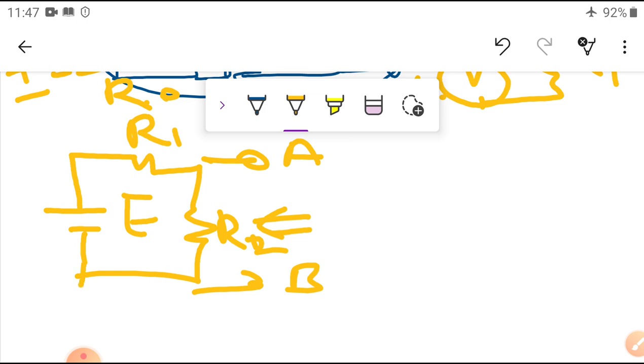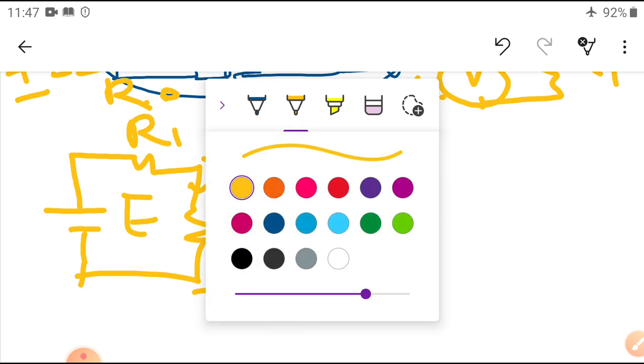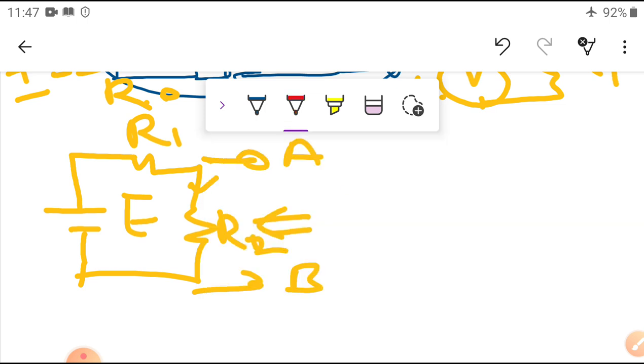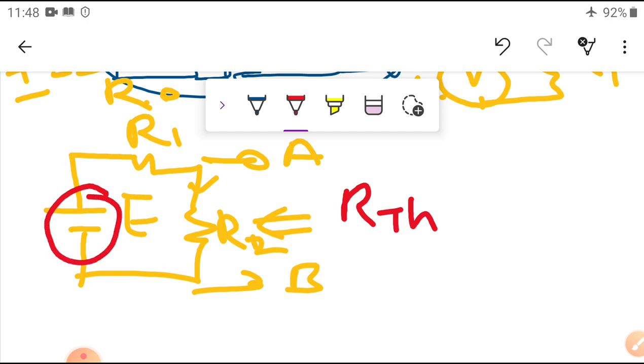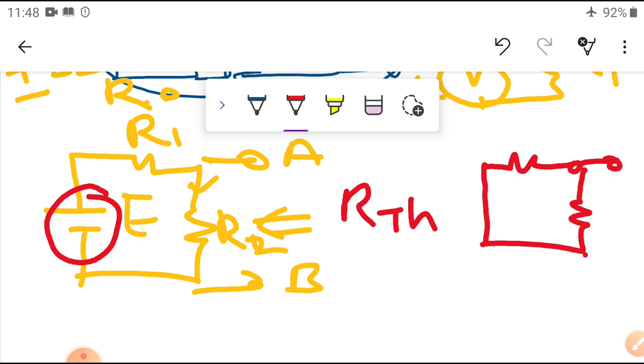Now we calculated the voltage across this one. Now I am going to calculate the equivalent R, the Thevenin resistance. In this case, remember one thing: if a voltage source is connected without any internal resistance, then simply short the source. That means here it becomes shorted. R1 is connected, and R2 is connected across the terminals.